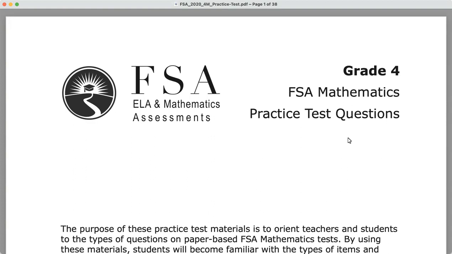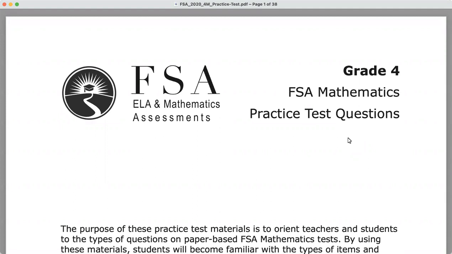The link will be in the description below for all of the tests in the series, the grade 4 test, and the grade 4 answer key. This is the math test. I am a certified teacher in Florida, so I am using the Florida test that I know of, but these could be helpful for anyone.